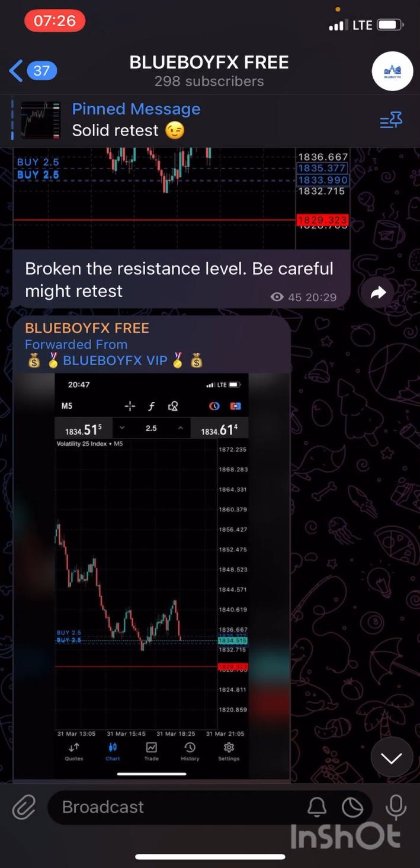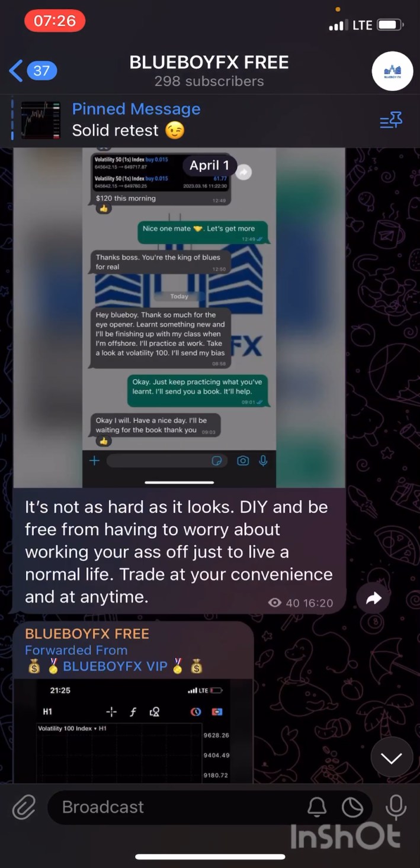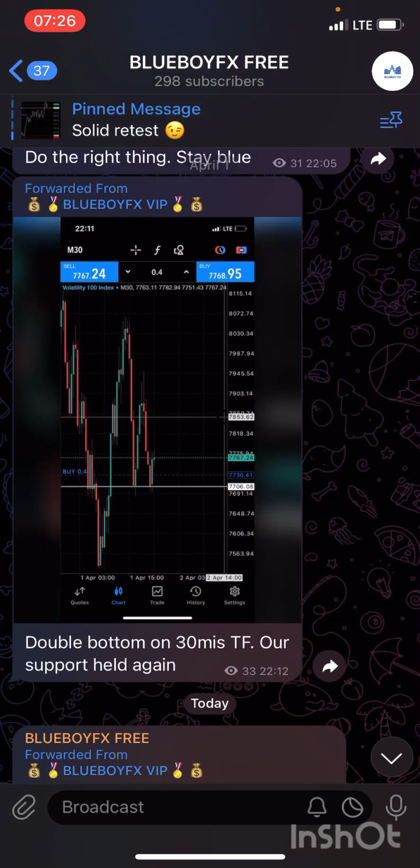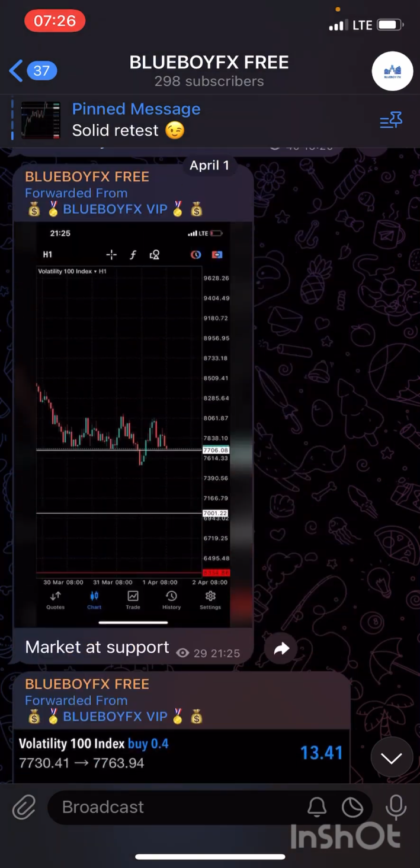So using price action to trade is very good. Okay, it's very good. Like this morning, we went into the VIX 100. Was it this morning or yesterday? We went into the VIX 100.